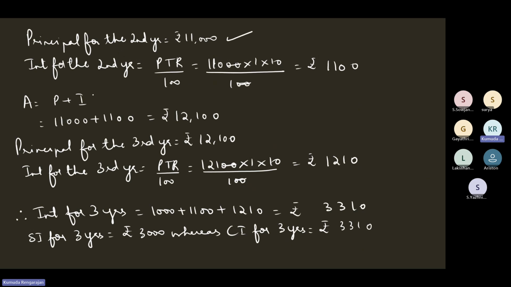Now calculate the interest for the second year. Don't take time as 2. You're calculating the interest for the second year. Second year is only 1 year. It's not for 2 years. It is interest for the second year, that year alone. So principal is 11,000 into time 1 year, rate 10% by 100. So see here, the interest which you get for the second year is slightly more than what you got for the first year. Because for the first year, the principal was 10,000. But for the second year, the principal is 11,000. So you get a little more interest.